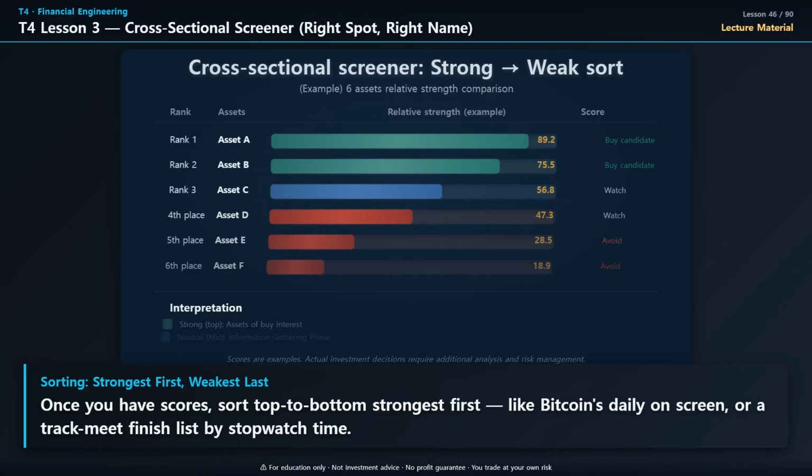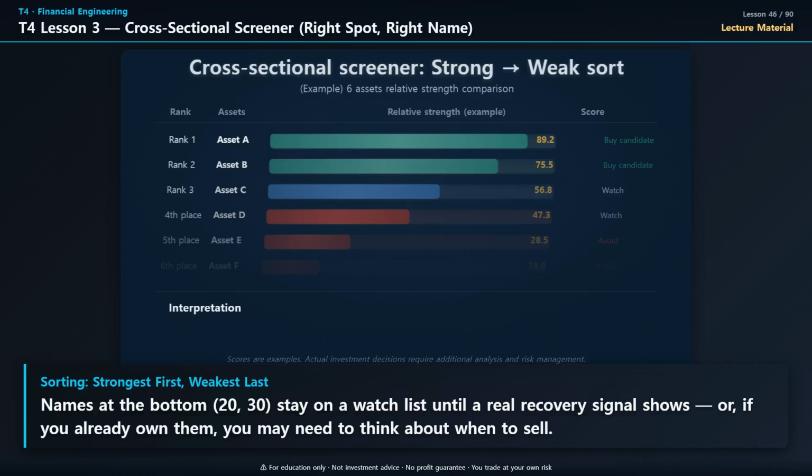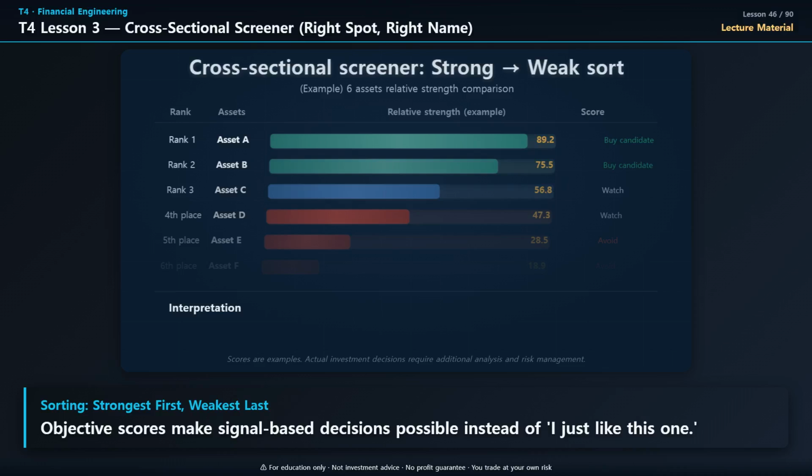Once you have scores, sort top to bottom strongest first, like Bitcoin's daily on screen, or a track meet finish list by stopwatch time. Names at the top, 95, 90, tend to show a clear trend with volume behind them, so they become priority 1, 2, 3 when an entry setup appears. Names at the bottom, 20, 30, stay on a watch list until a real recovery signal shows, or if you already own them, you may need to think about when to sell. Objective scores make signal-based decisions possible instead of, I just like this one.